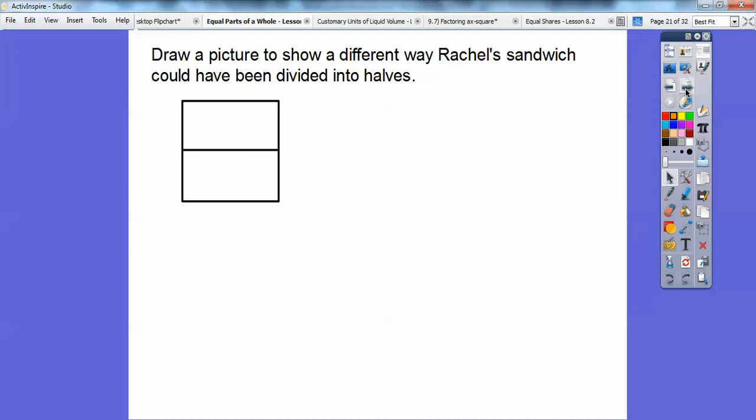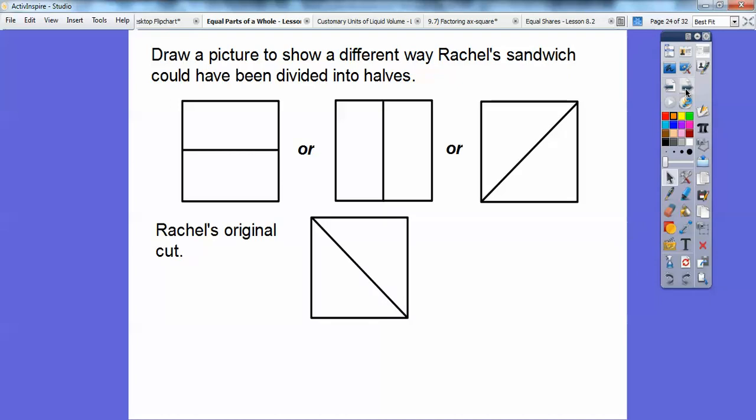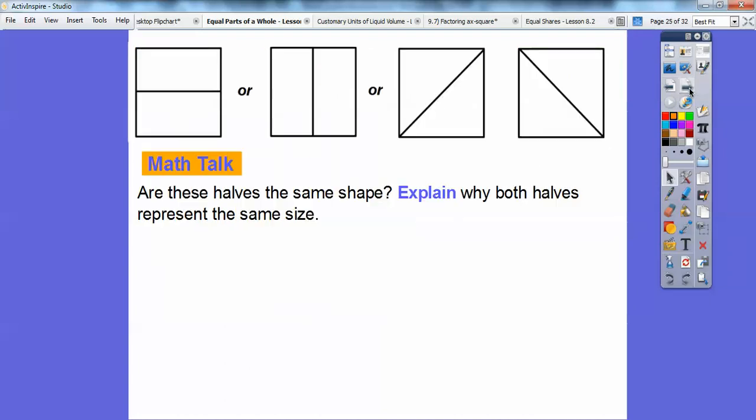I'm just going to draw a square and cut it in half that way. She could have cut it in half that way, or she could have cut it in half that way, or she could have cut it with the other diagonal right there. Here's Rachel's original cut. It kind of went like that. I think it was one of these two. I don't know, but there are 4 different ways she could have cut that sandwich in half.